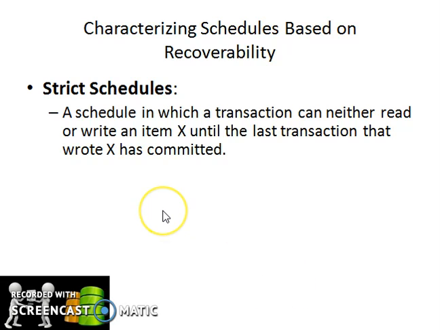The third type of schedule is a strict schedule. A cascadeless schedule doesn't allow a transaction to read a data item that has been modified by an uncommitted transaction, but a transaction is allowed to write a data item that has been modified by an uncommitted transaction. But a strict schedule doesn't allow a transaction either to read or to write a data item that has been modified by an uncommitted transaction.